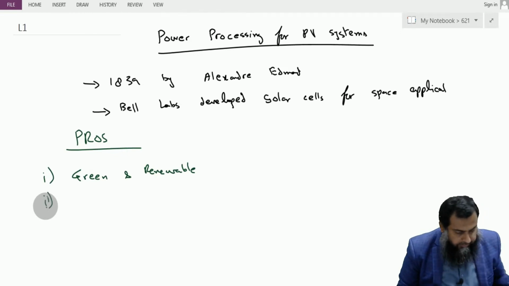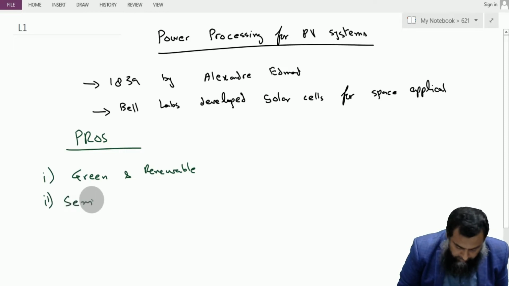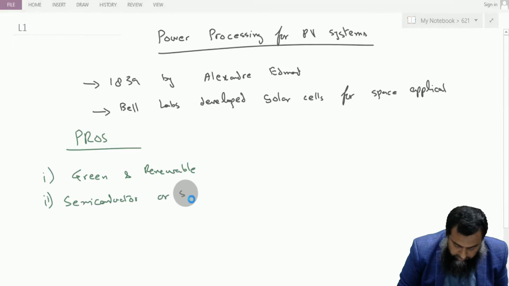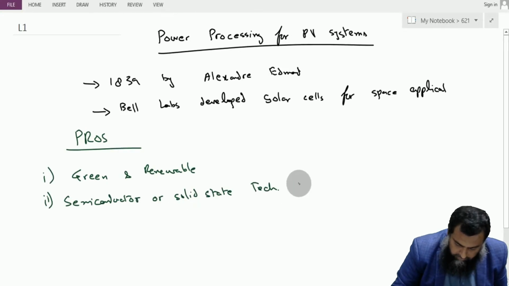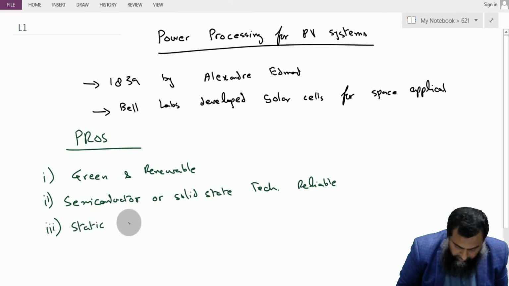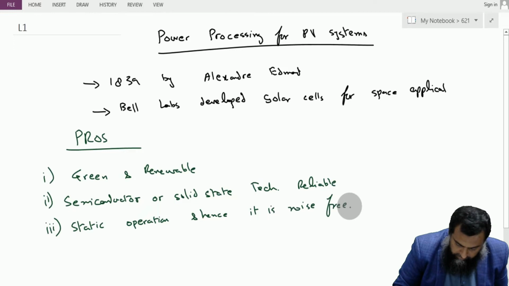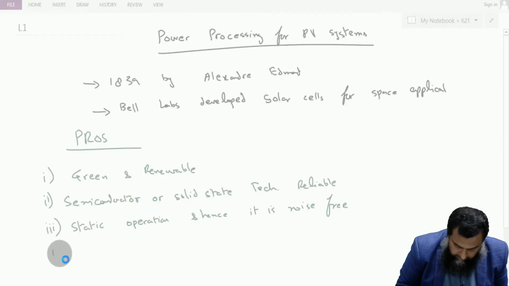The second thing is that we have a semiconductor or solid state technology, and therefore it is more reliable. Number three, it has no moving part and therefore the operation is static, and hence it is a noise-free mechanism.